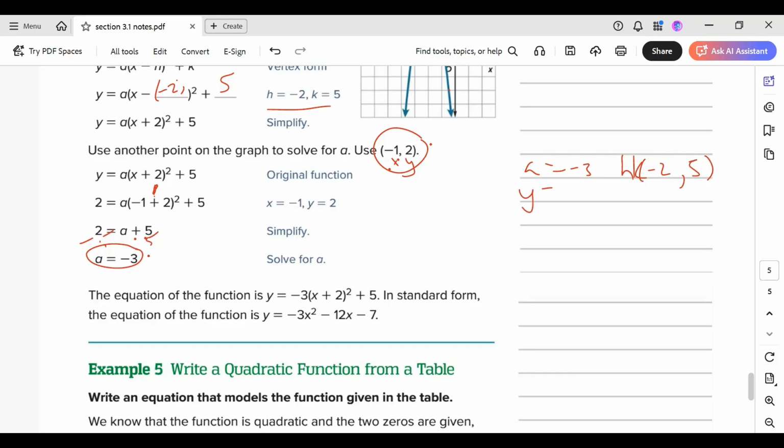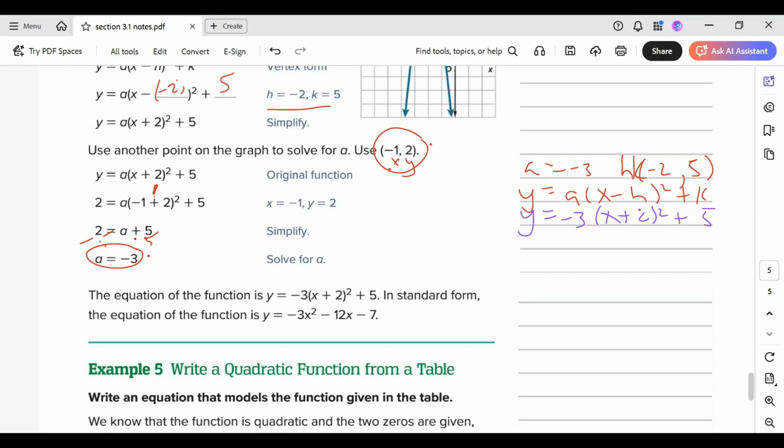They took the general formula, y equals a times (x minus h) squared plus k, and all they did was replace our pieces. They plugged in for a, h, and k, so that's where they got y equals -3 times (x plus 2) squared plus 5.